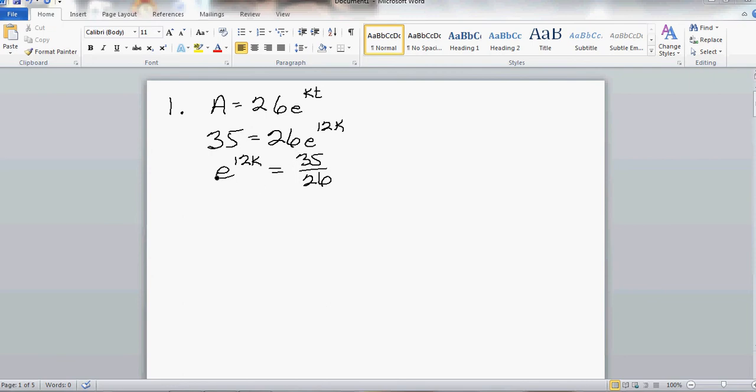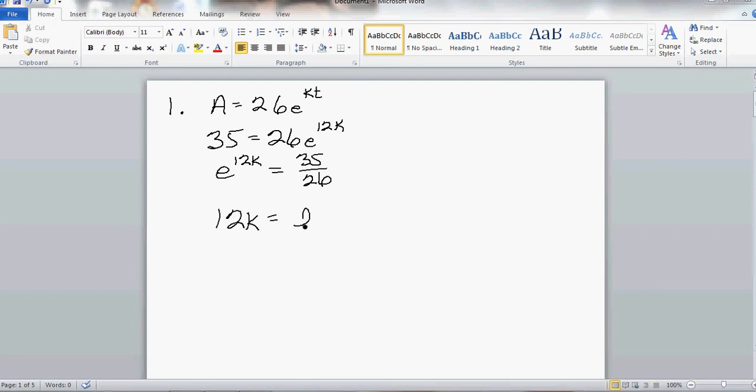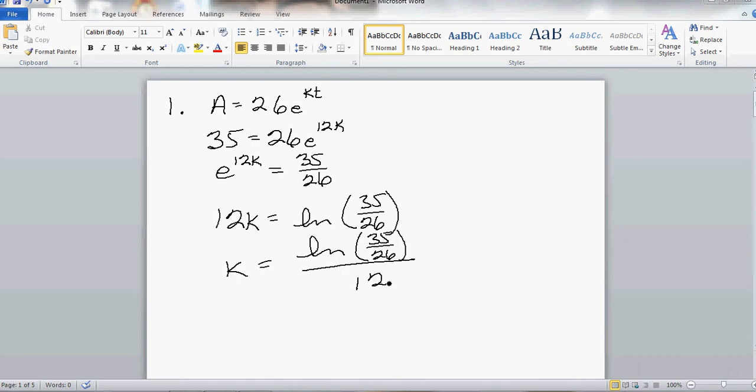And then to get rid of this e, we take the natural log of both sides. So we take the natural log of this side, and we'll get 12k. And we have to take the natural log of 35 over 26. And then divide both sides by 12. So that final answer will be the natural log of 35/26 over 12, which equals approximately 0.025.